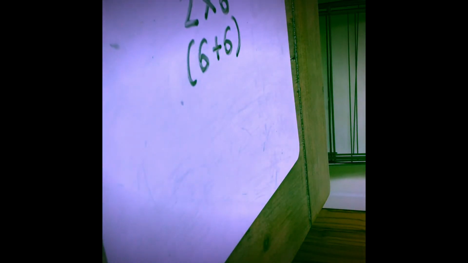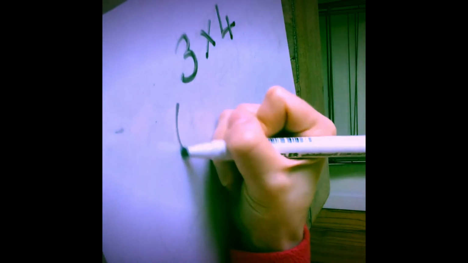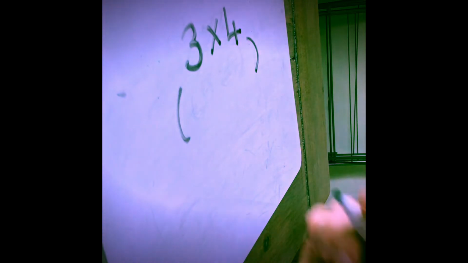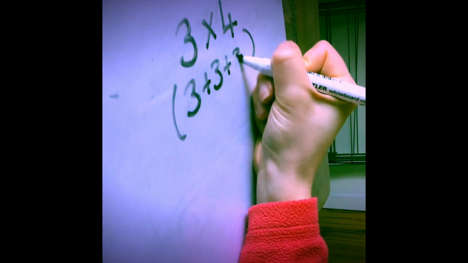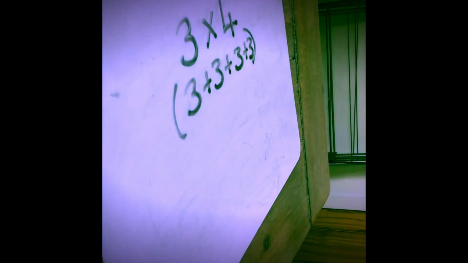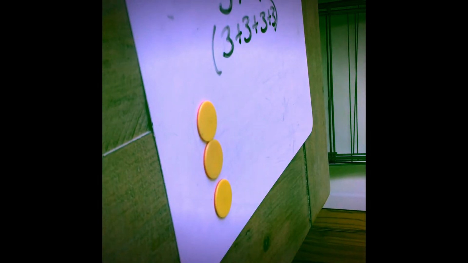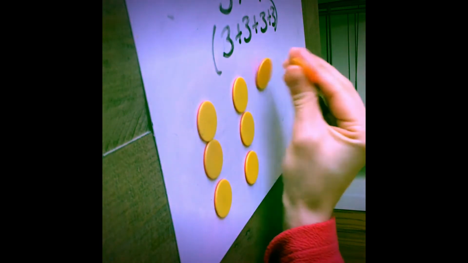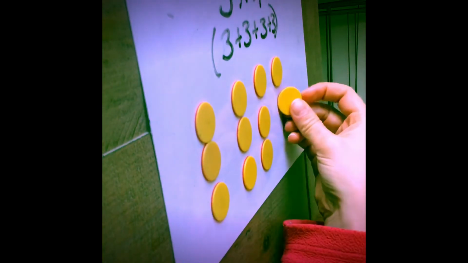If we had 3 times 4, how would we write that as an addition sum? We would be doing 3 plus 3 plus 3 plus 3. And if I show you that with counters, just so you can see it getting bigger, we have 3 plus 3 plus 3 plus 3.